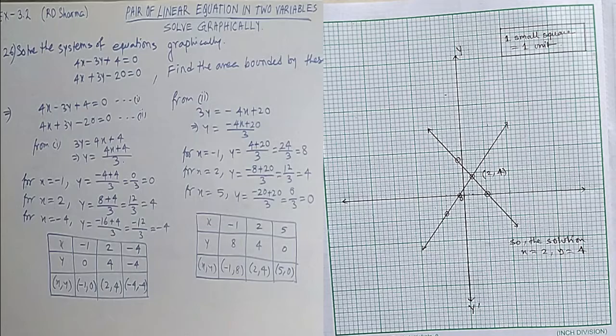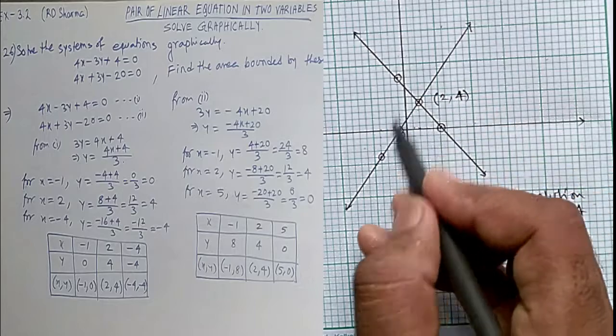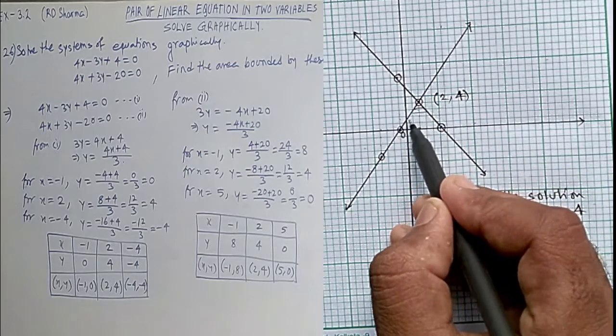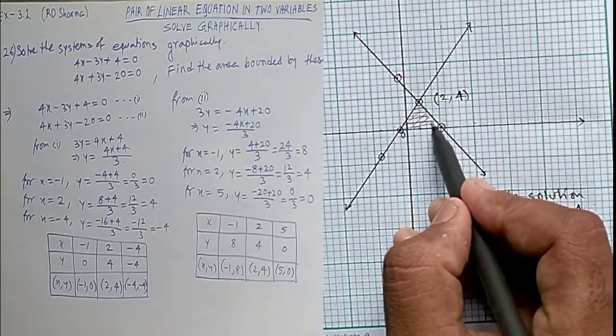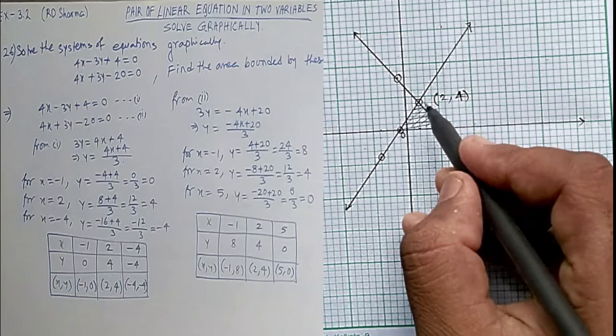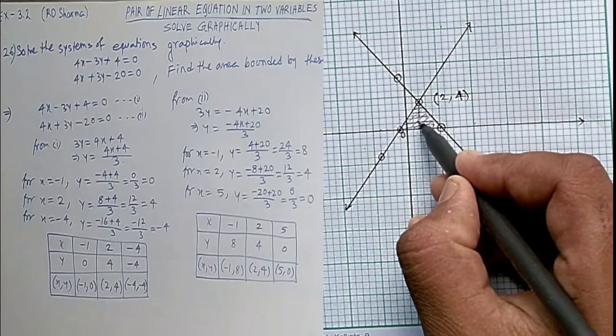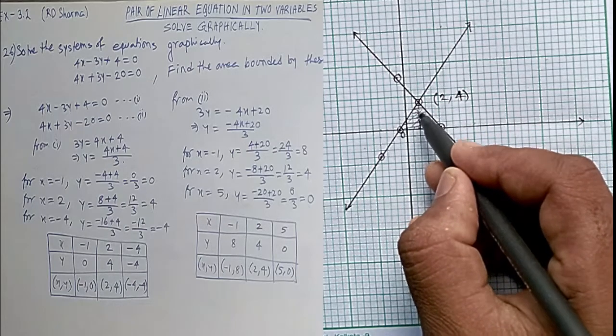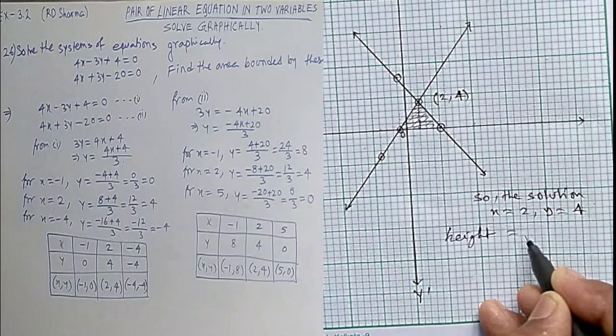And the next question, find the area bounded by these lines and the x-axis. The region bounded by these 2 lines and the x-axis is this region, and this is a triangle. Now we have to find the area of this triangle. The formula for the area of a triangle is half into base into height. Now what is the height? This line is the height of this triangle, 1 2 3 4. So the height is 4 units.